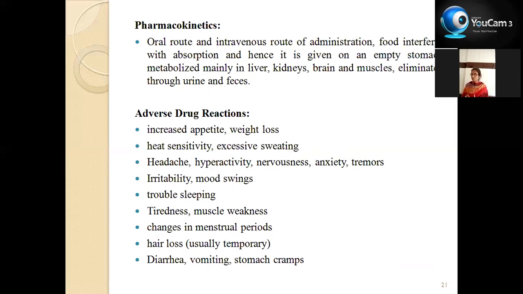Adverse drug reactions are increased appetite, meaning increased hunger, weight loss, heat sensitivity, sweating, headache, hyperactivity, nervousness, anxiety, tremors, mood swings, trouble sleeping, tiredness, muscle weakness, changes in the menstrual period for females, hair loss, diarrhea, vomiting, and stomach cramps. So these are the adverse drug reactions.